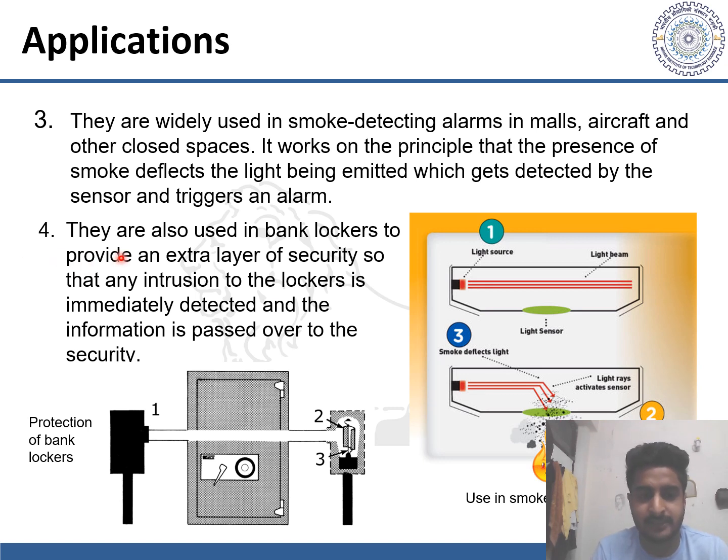The fourth application is that they are used in bank lockers to provide an extra layer of security, so that any intrusion to the lockers is immediately detected and the information is passed over to the security. So if anyone without prior permission of the authorities tries to enter this locker, then this optocoupler will basically detect that there's someone between this optocoupler, and it will immediately trigger an alarm and send the information to the concerned people. And that is how this provides an extra layer of security to the bank lockers as well.